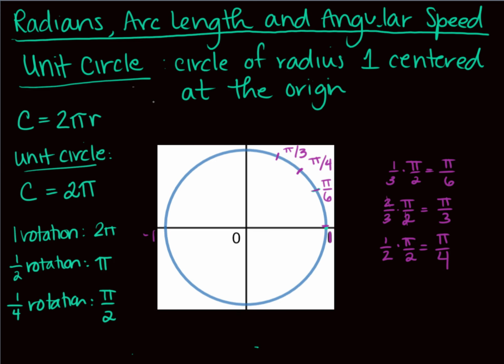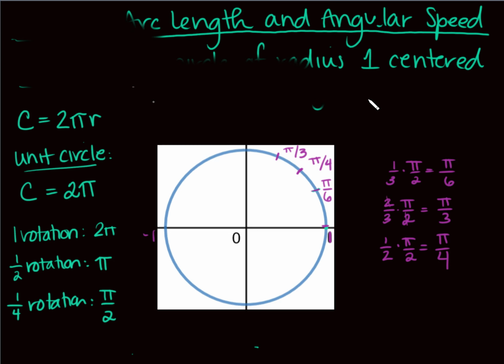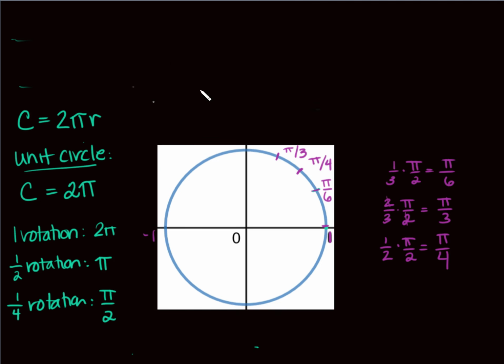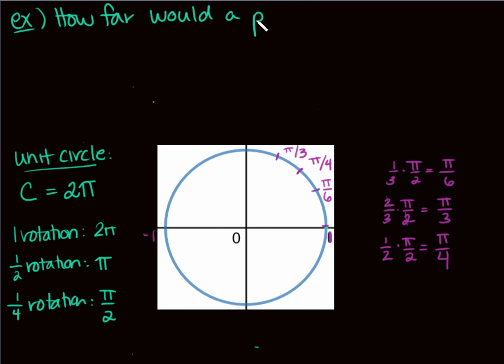So let's look at a quick example, and I just don't want to lose my circle here, so I'm just going to erase this. Sorry about that. And let's look at an example of how far around the circle we would go. So example, how far would a point travel around the unit circle?